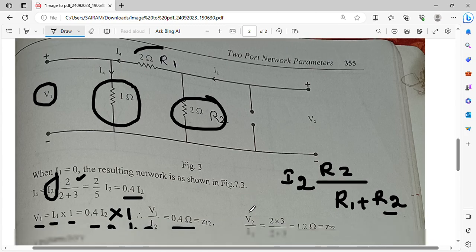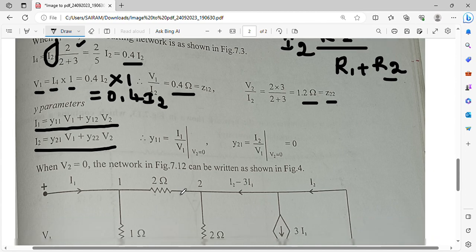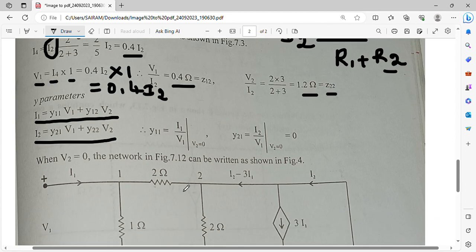Right? Yeah. So now let me take the Y parameter. According to the Y parameter, the equations are I1 is equal to y11 V1 plus y12 V2, and I2 is equal to y21 V1 plus y22 V2. So this is my general equation, right? Now according to this, y11 is equal to I1 by V1 for V2 equal to 0, and y21 is equal to I2 by V1 for V2 equal to 0.